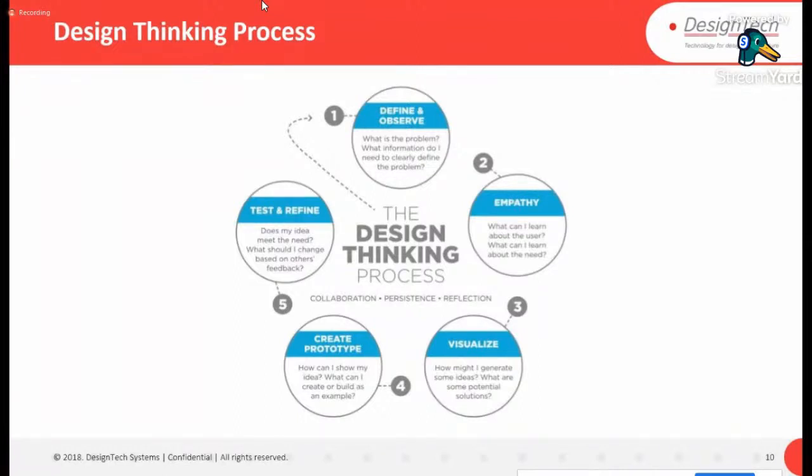Just to reiterate: problem statement, the need it's going to take care of, actual visualization of what you're designing, a physical prototype, functional prototype, testing, and if there needs to be a redefining or tweaking of the design, then the whole process is followed again. So this is what the design thinking process is all about.